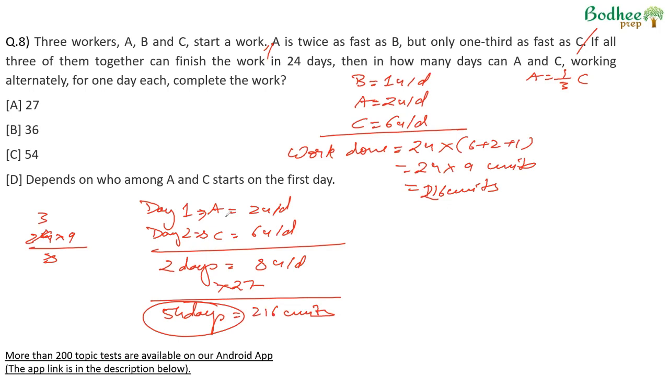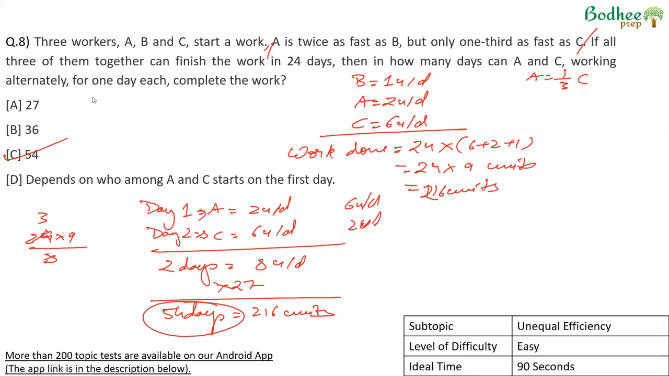Also, if we change the order, that is C works first and then A works, the order will change to 6 and 2 units per day. But in 2 days, 8 units of work will keep happening. And since the total work is divisible by the work done in 2 days, the answer will not change. And therefore, whether A or C starts does not matter. The work will get completed in 54 days.